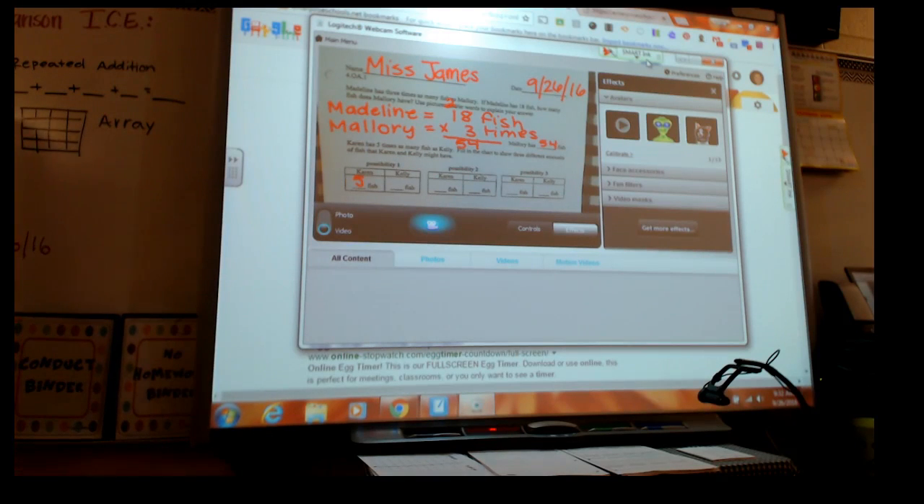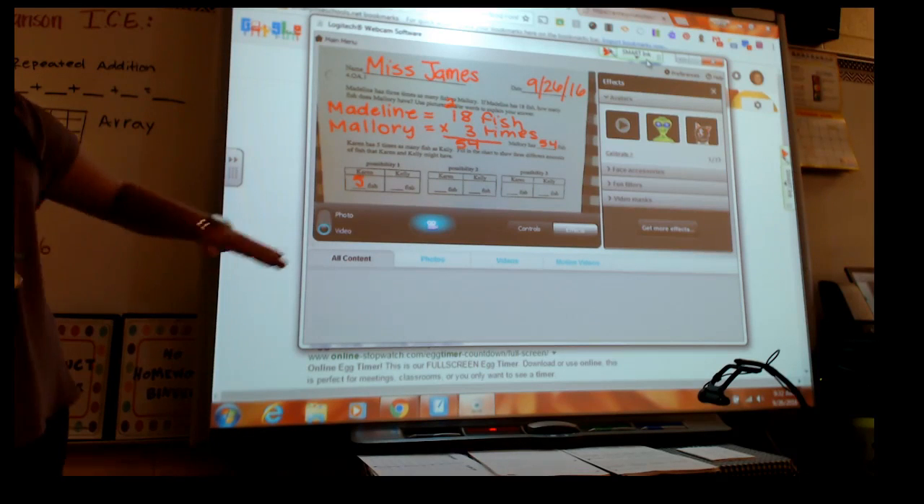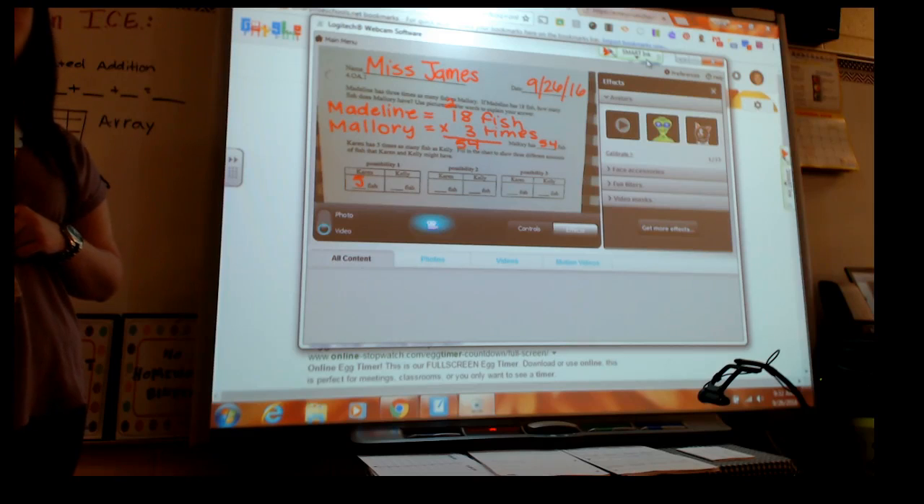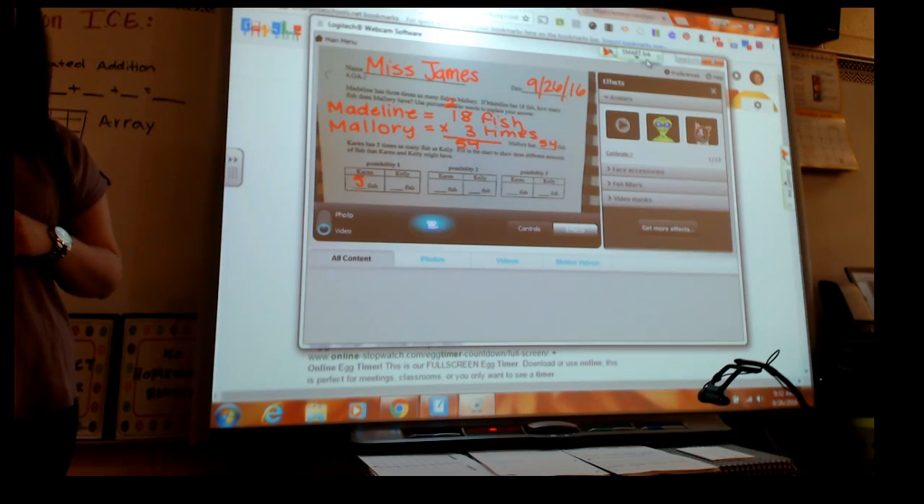Alright, let's read this one together. Karen has 5 times as many fish as Kelly. Fill in the chart to show 3 different amounts of fish that Karen and Kelly might have. If Karen has just 5 fish, how many would Kelly have?